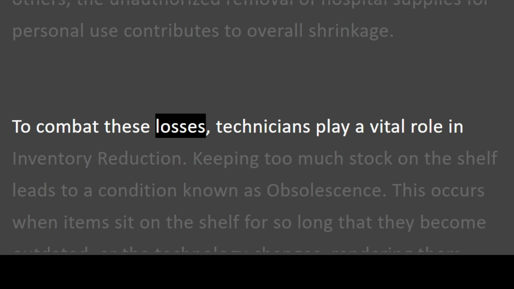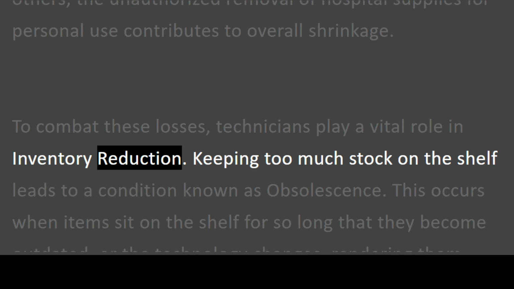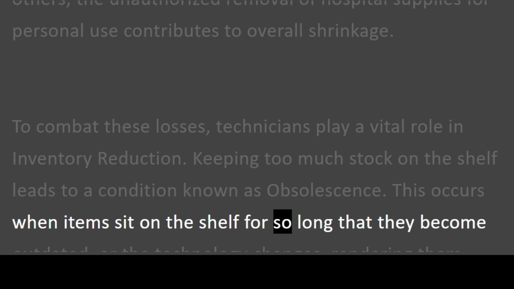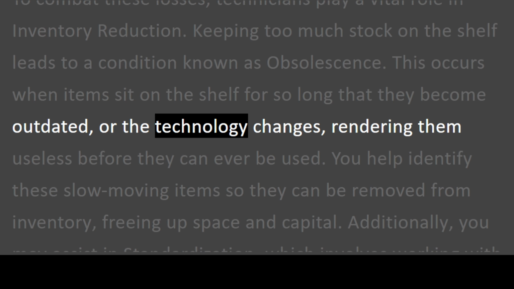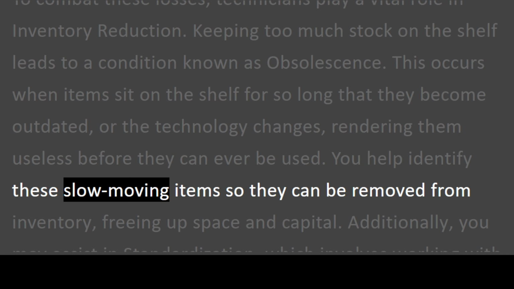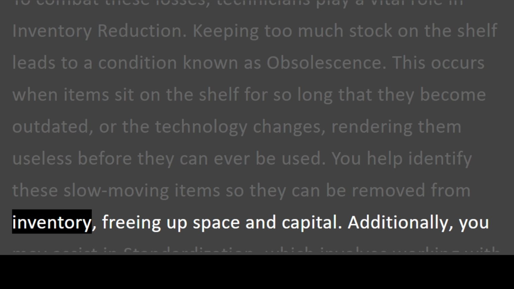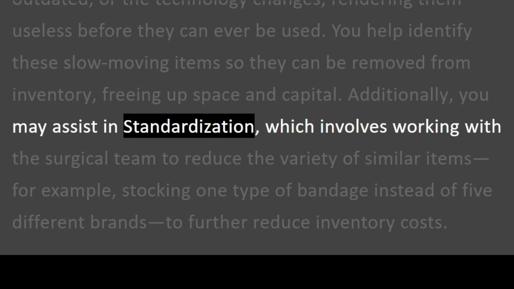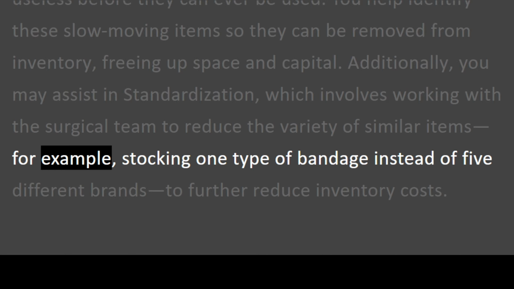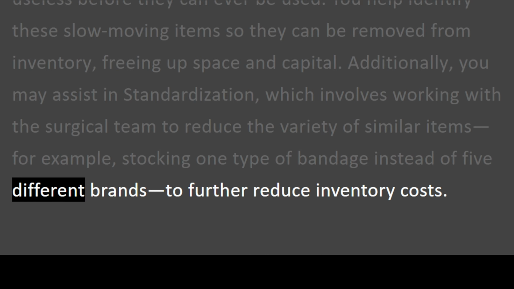To combat these losses, technicians play a vital role in inventory reduction. Keeping too much stock on the shelf leads to a condition known as obsolescence. This occurs when items sit on the shelf for so long that they become outdated, or the technology changes, rendering them useless before they can ever be used. You help identify these slow-moving items so they can be removed from inventory, freeing up space and capital. Additionally, you may assist in standardization, which involves working with the surgical team to reduce the variety of similar items, for example, stocking one type of bandage instead of 5 different brands, to further reduce inventory costs.